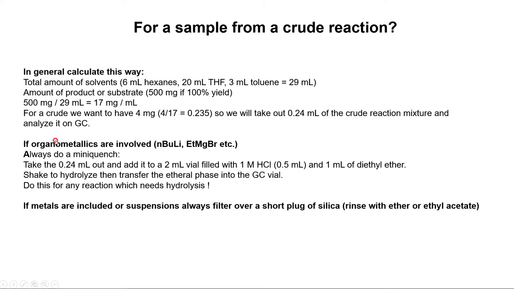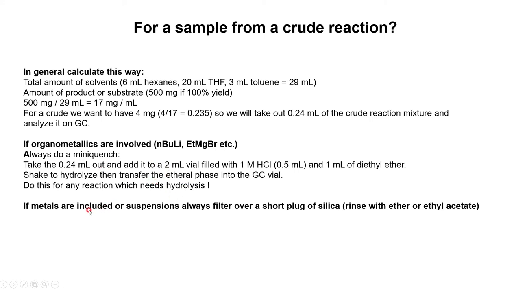Be careful if organometallics are involved, like n-butyllithium, ethylmagnesium bromide, and so on. Always do a mini quench first. Don't inject the crude reaction. So take your sample which you calculated, add it to a 2 milliliter vial filled with 1 molar HCl, for example 0.5 milliliter, add 1 milliliter of diethyl ether, and then shake it so you hydrolyze your reaction mixture, and you don't inject any alcoholates or lithium salts in your GC, which can actually clog your syringe. So it's very important that you always do a hydrolysis.